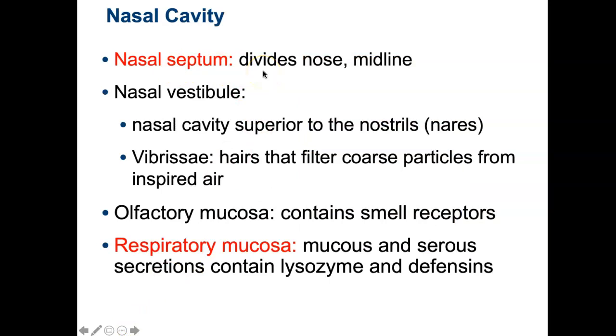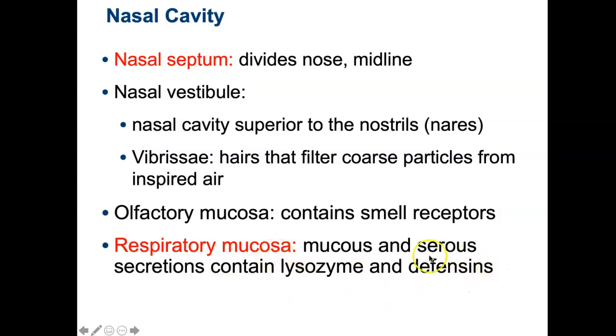Nasal septum is going to divide the nose midline. You have a nasal vestibule. This is the nasal cavity, the superior portion to the nostrils. Nares. Vibrissae are the hairs. We have hairs in our nose, right? And their job is to trap any coarse particles in the air that we're breathing in. And then we also have mucosal membranes. These are going to produce mucus to attract and bind any particles in the air that we're breathing in.